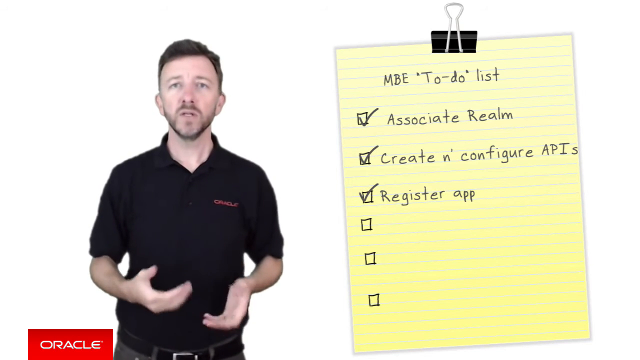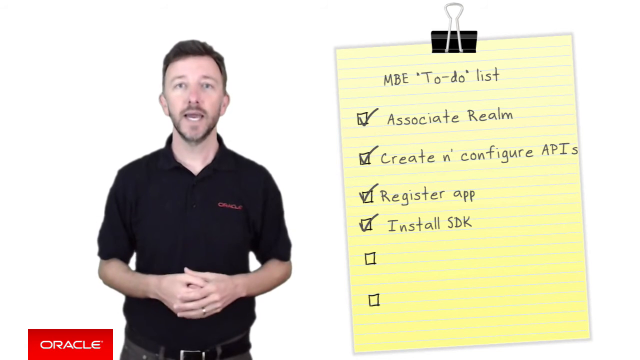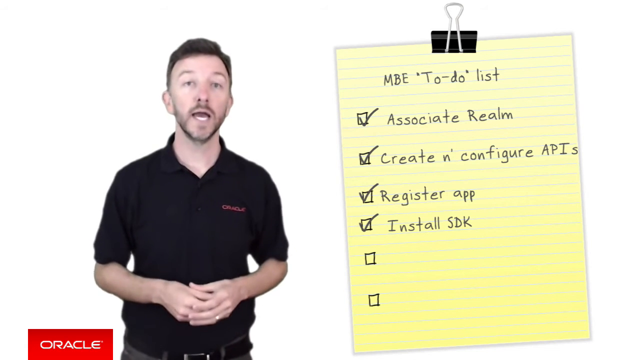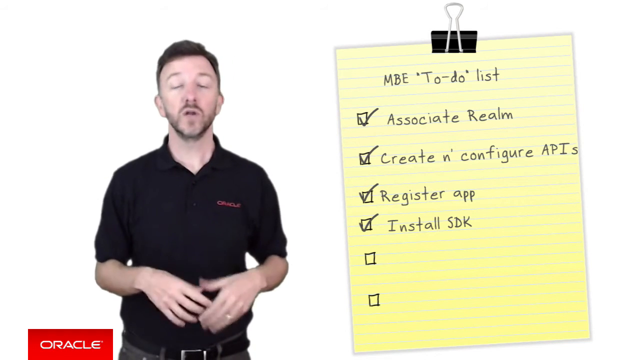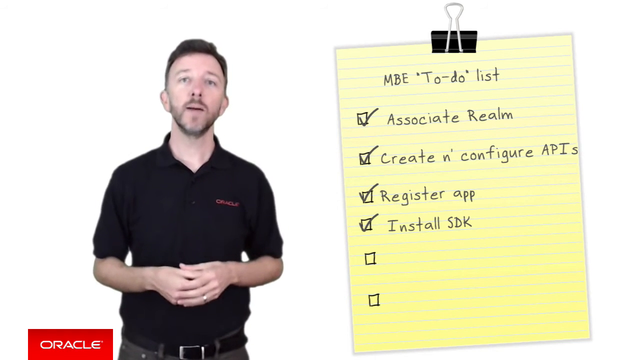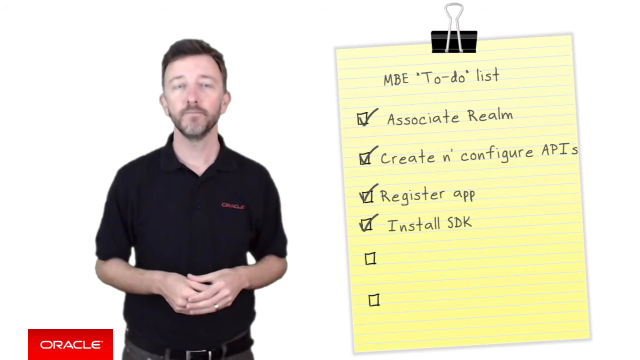From here, our mobile developers will download the MCS Mobile Client SDK and integrate this SDK into their mobile application to call our MCS mobile backend APIs that were exposed, or alternatively write raw REST calls from the mobile app to consume the same APIs if they prefer not to use the MCS SDK.